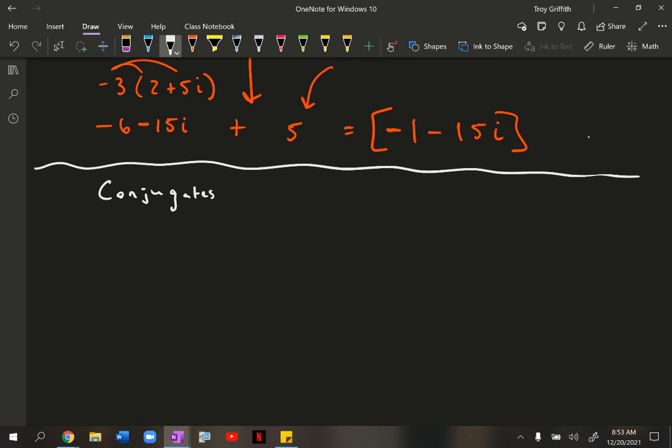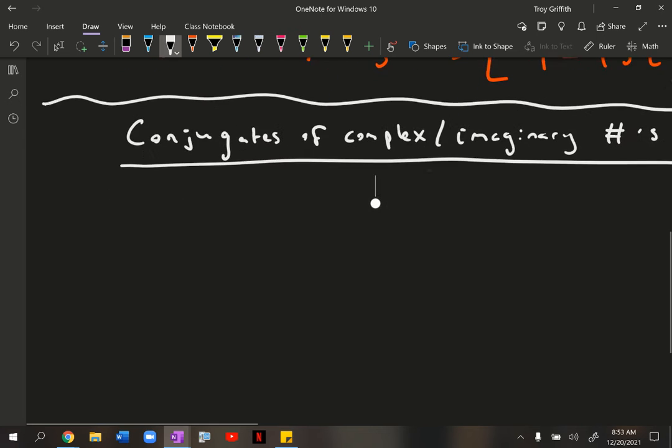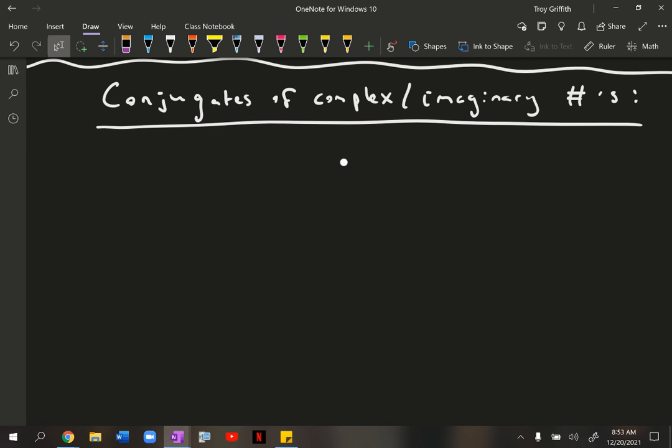Conjugates of complex/imaginary numbers. Remember, complex numbers are all numbers in the world, both real and imaginary. But right now, we're focusing specifically on the conjugates of imaginary numbers. First, let's talk a little bit about conjugates. This is something we've talked about numerous times this year. Conjugates are when we have two sets of parentheses with the same thing in both sets, but one is a plus and the other is a minus.